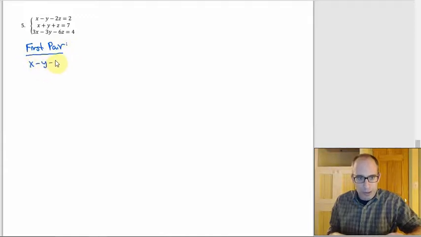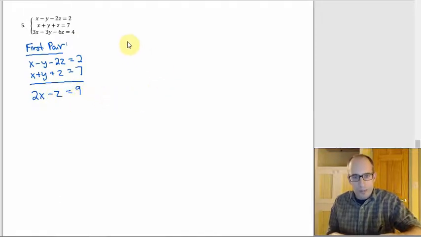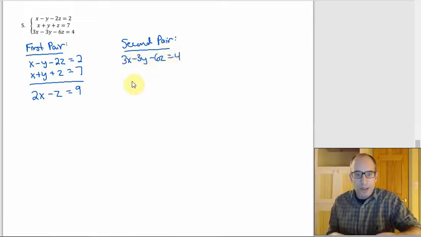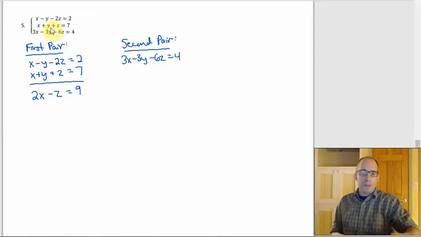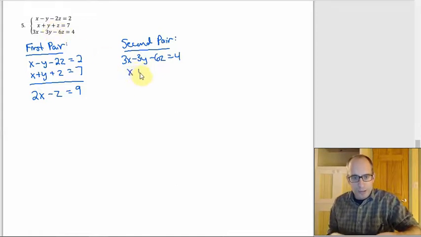So x minus y minus 2z equals 2. And then x plus y plus z equals 7. Because then if you add those together, you're going to get 2x minus z equals 9. And then for the second pair, well, let's see. I haven't used the third one yet, so I got to use it. So 3x minus 3y minus 6z equals 4. And I'm going to use the second one because the y term is positive there. And so the x plus y plus z equals 7.